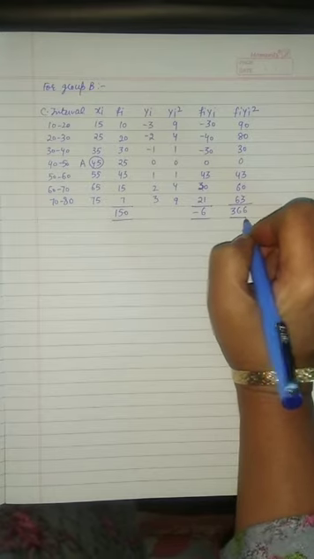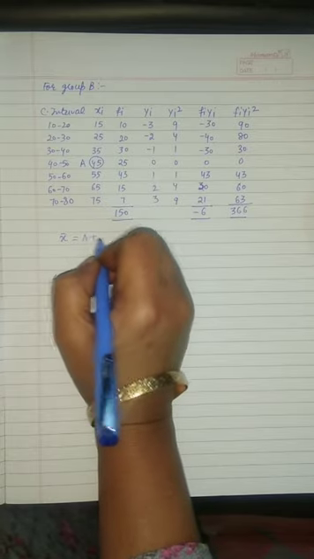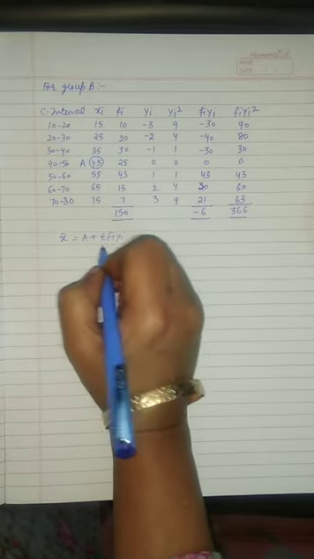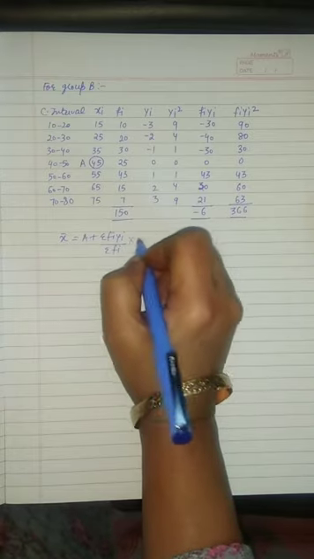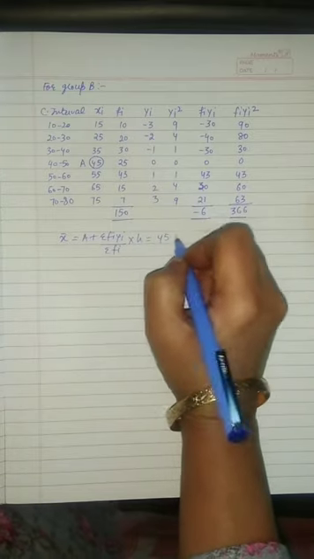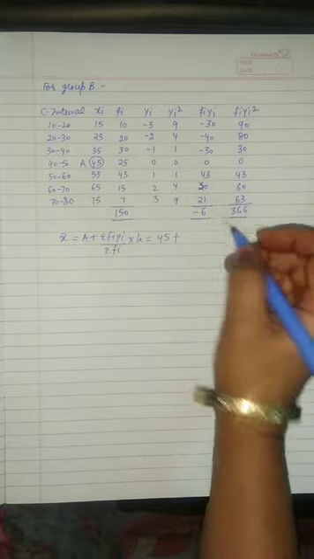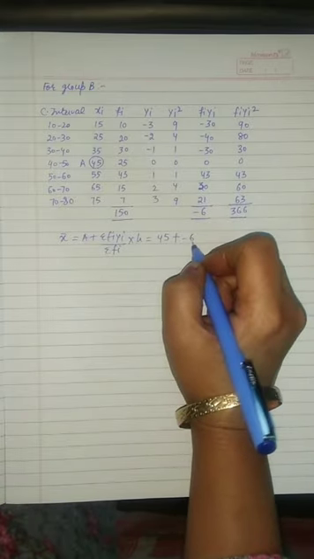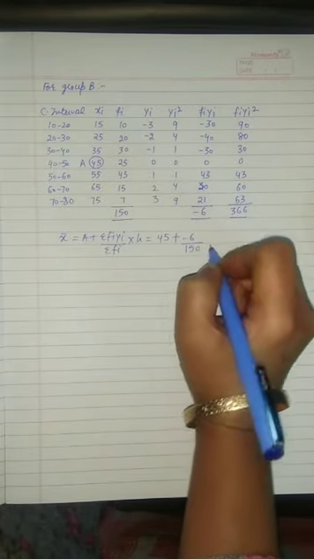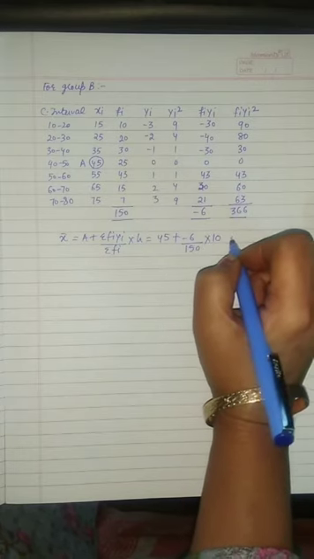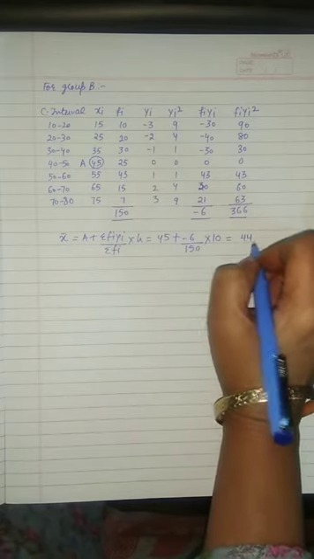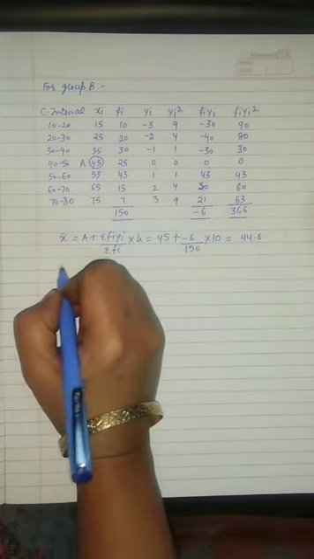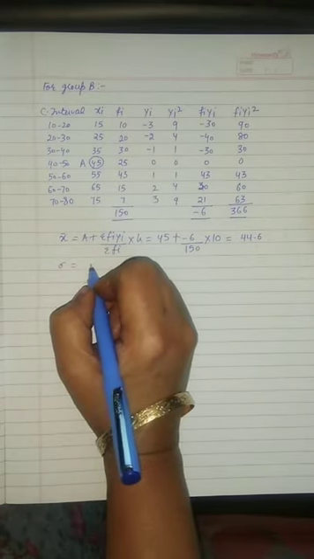Now we will find the mean of group B, that is A plus sigma fi yi upon sigma fi into h. Here A is again 45, the sigma fi yi column is minus 6, the total number of frequencies is 150, and the height of the class will remain 10. So our mean will be the same, that is 44.6.